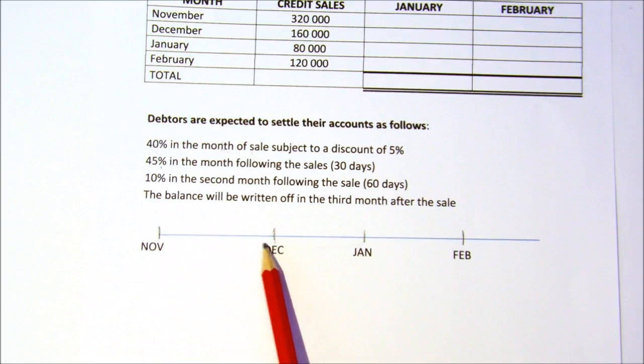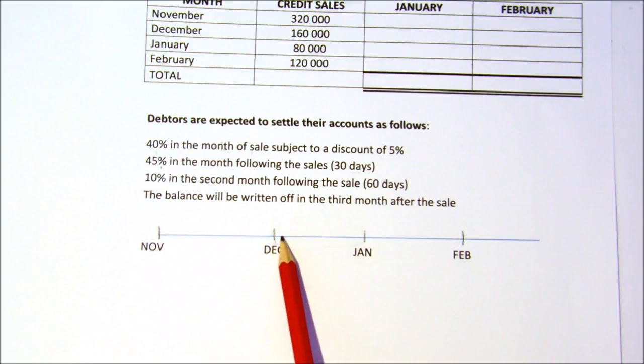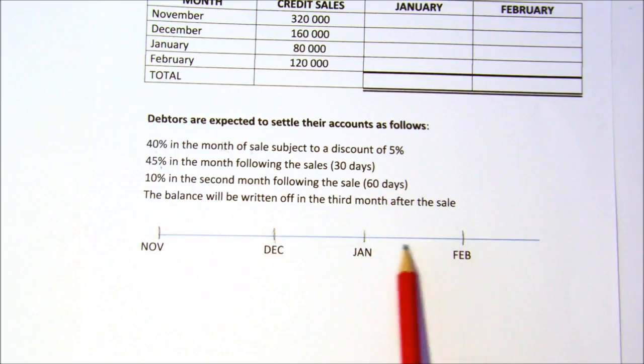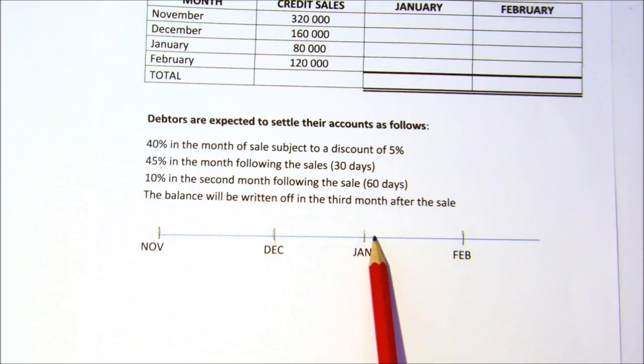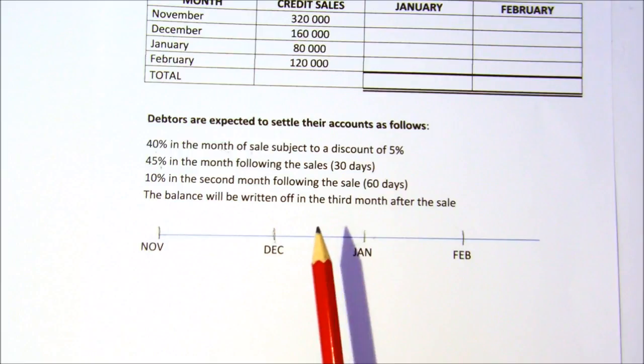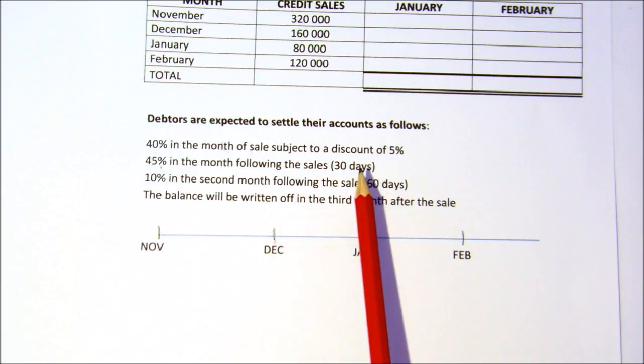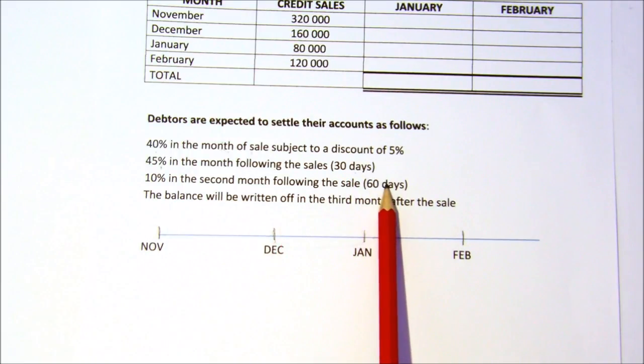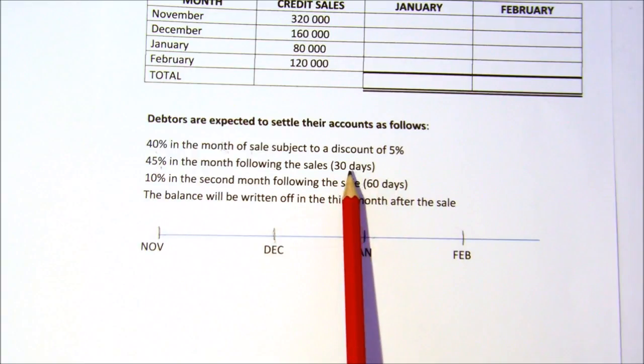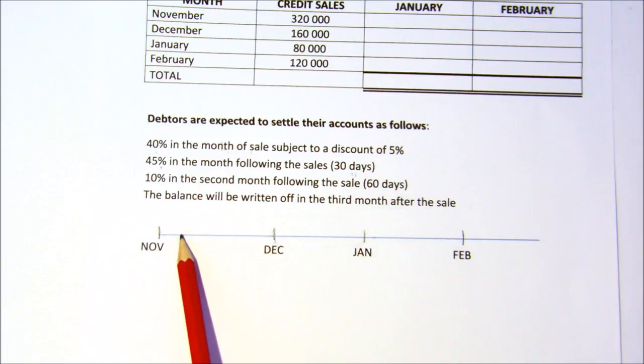Just go on your calendar. November, go 1 month forward. It's December. And January would be 2 months forward. Another concept we need to just make sure that you will understand is this concept of 30 days and 60 days. 30 days actually means the month thereafter. It doesn't mean that you sold the goods on the 3rd of November, so you expect to receive them by the 3rd of December, because that is 30 days later. That's not how it works.